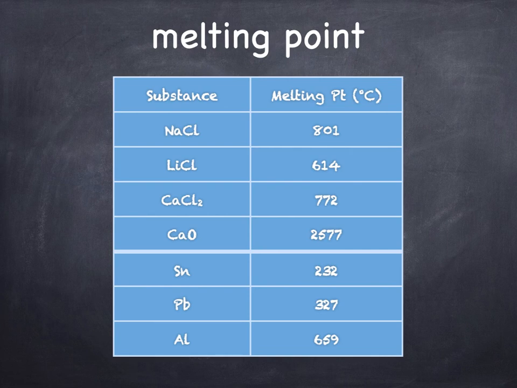But if we were to take the average of a bunch of ionic compounds and the average of a bunch of metals, we would find that the metal melting points are lower because in general metallic bonds are weaker than ionic bonds. But again, general trend, not a hard and fast rule.